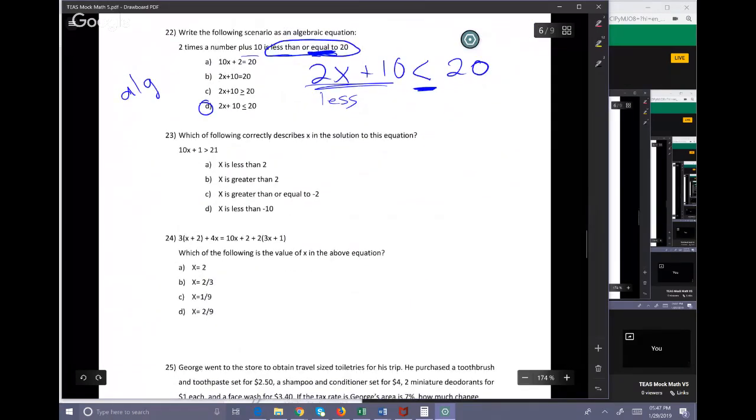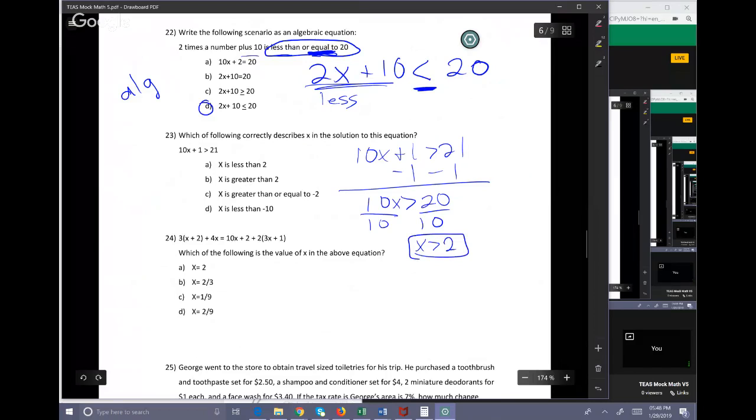Which describes x in the solution to this equation. So this one, you're going to have solved this. You have all the necessary components to find out what the actual value of this equation is. It looks like this if you need to go back and look at it. That is your final answer, and that is x is greater than 2, which is B. That is also algebra.